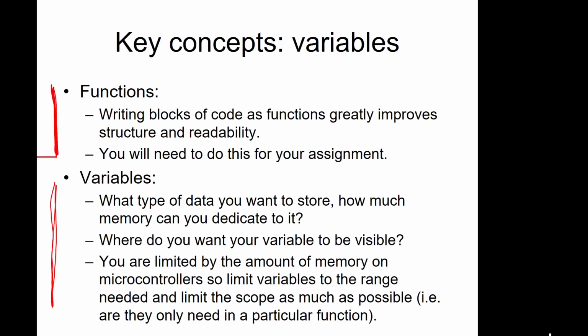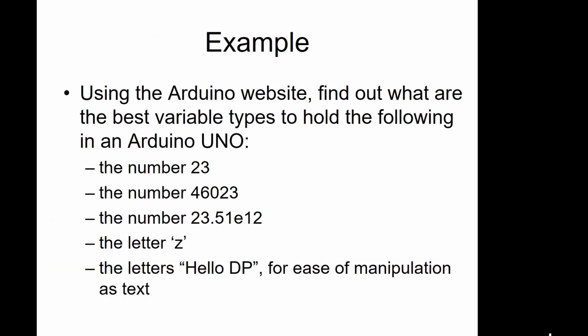As an example of that, let's consider these numbers. We've got the number 23, 46023, 23e12, the letter Z, and a string of letters.